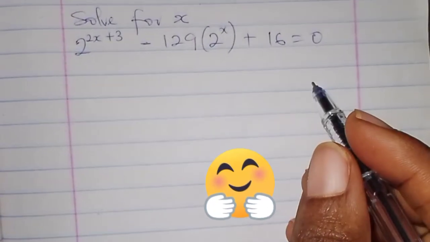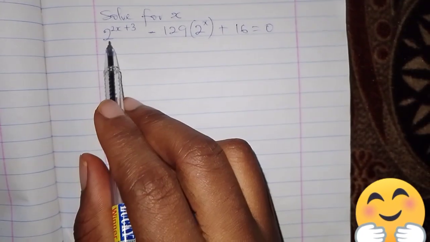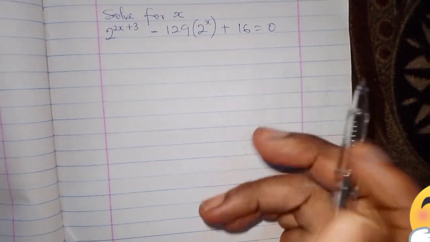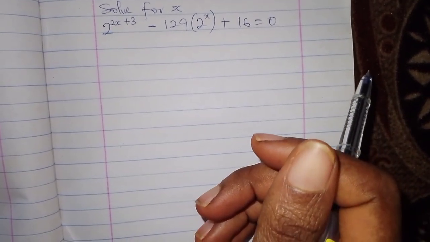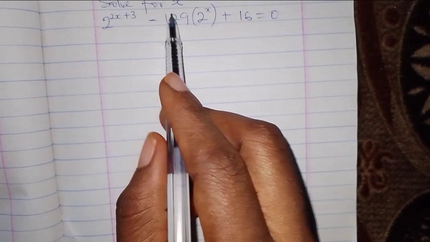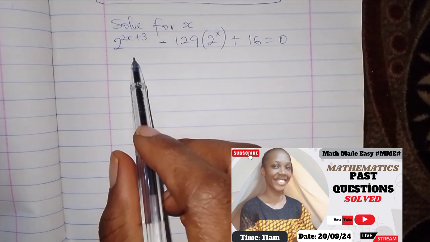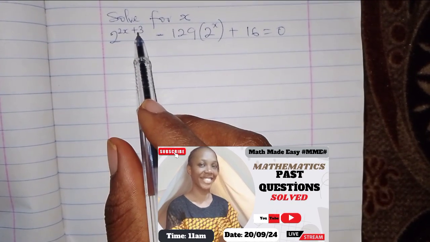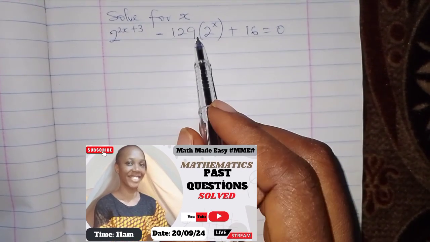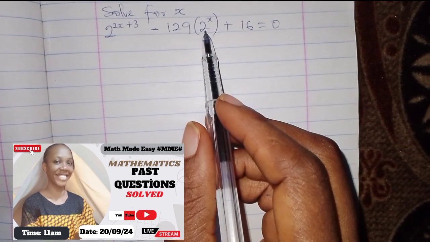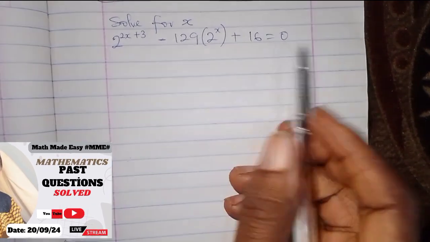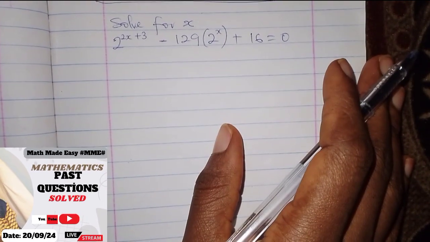Hello, welcome. So today we'll be looking at another question. We'll be looking at this particular question. It says solve for x in 2 to the power of 2x plus 3 minus 129 in the bracket 2 to the power of x plus 16 equal to 0.